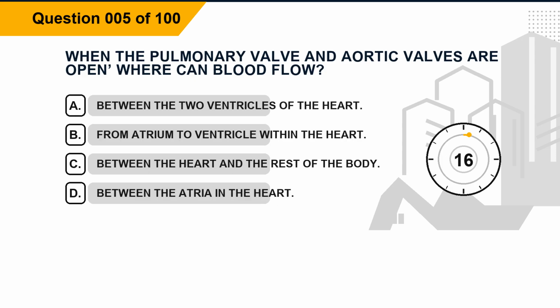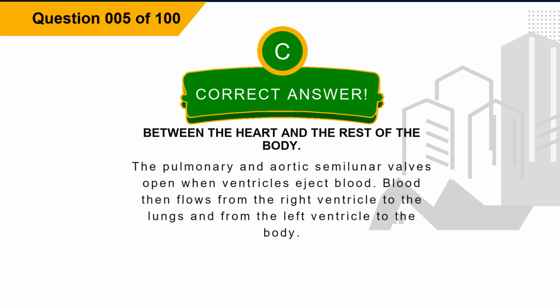Question 5. When the pulmonary valve and aortic valves are open, where can blood flow? Option A, between the two ventricles of the heart. Option B, from atrium to ventricle within the heart. Option C, between the heart and the rest of the body. Option D, between the atria and the heart. The correct answer is option C, between the heart and the rest of the body. Explanation. The pulmonary and aortic semilunar valves open when ventricles eject blood. Blood then flows from the right ventricle to the lungs and from the left ventricle to the body.